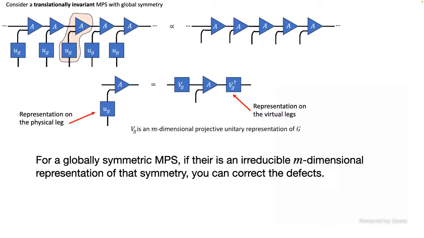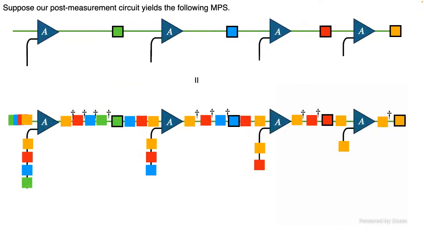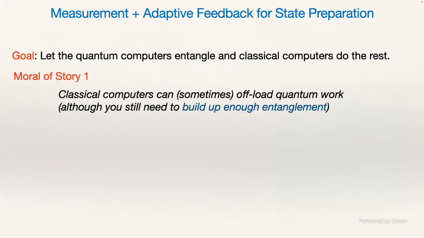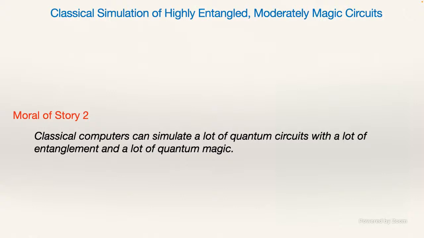Okay, so there are some slides for experts that I'm going to skip. So what is the story here? Well, at least some of the time, and actually it looks like at least a lot of the time, as far as our numerics can tell, you can offload some of the quantum work as long as you build up enough entanglement.